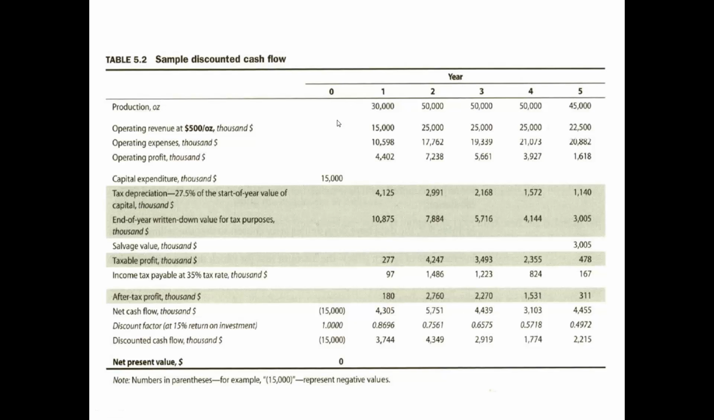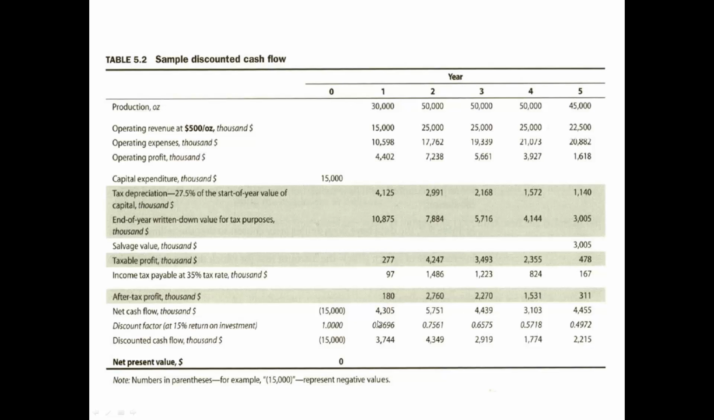Since almost all the revenues and many of the operating expenses are related to production, revenues are also tabulated at the top of the table. Operating costs, as you see, the operating expenses, are subtracted from operating revenue to obtain the operating profit. And the net cash flow, let me come down here. This net cash flow, if you're studying this, you take your after-tax profit, in this case year 1, $180,000, plus your tax depreciation, which is $41.25, and that's where you get your net cash flow of 4305.